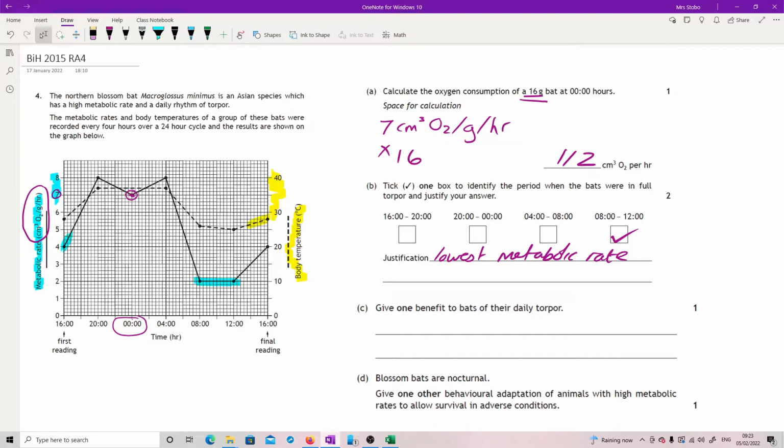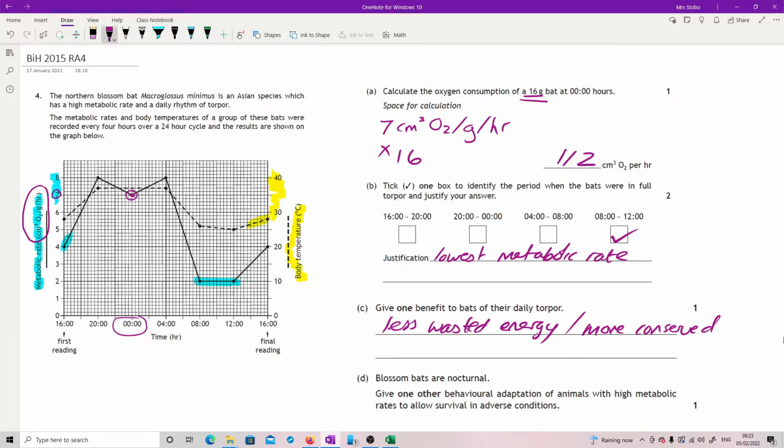Give one benefit to bats of their daily torpor. Really, the whole point about torpor is just to prevent them wasting energy, being at a high metabolic rate when they're not actually gaining energy by flying around and getting food. So you just need to either say that you've got less wasted, or you could put that as more conserved, saying exactly the same thing.